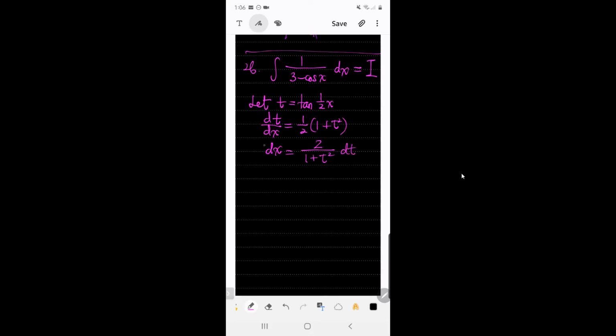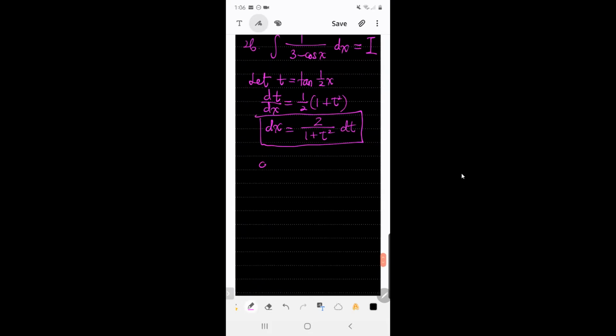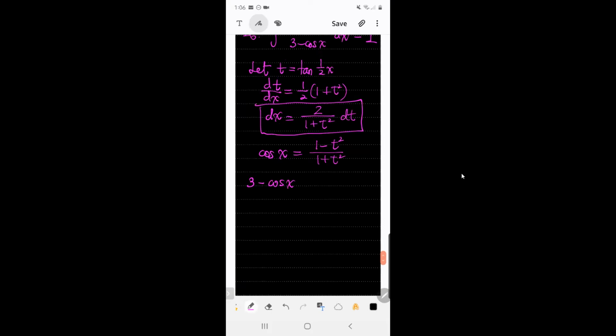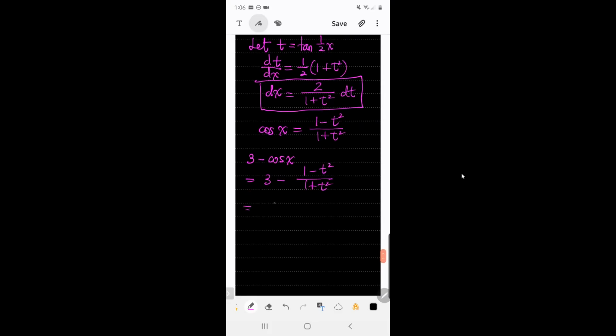Okay, so you have this one. And because no limit is given, it's okay. Then cos x is in the form of 1 minus t squared over 1 plus t squared. You can quote this result straight away because it's given in formula list MF19. So I want to find 3 minus cos x, which is 3 minus 1 minus t squared over 1 plus t squared. So you try to combine them.